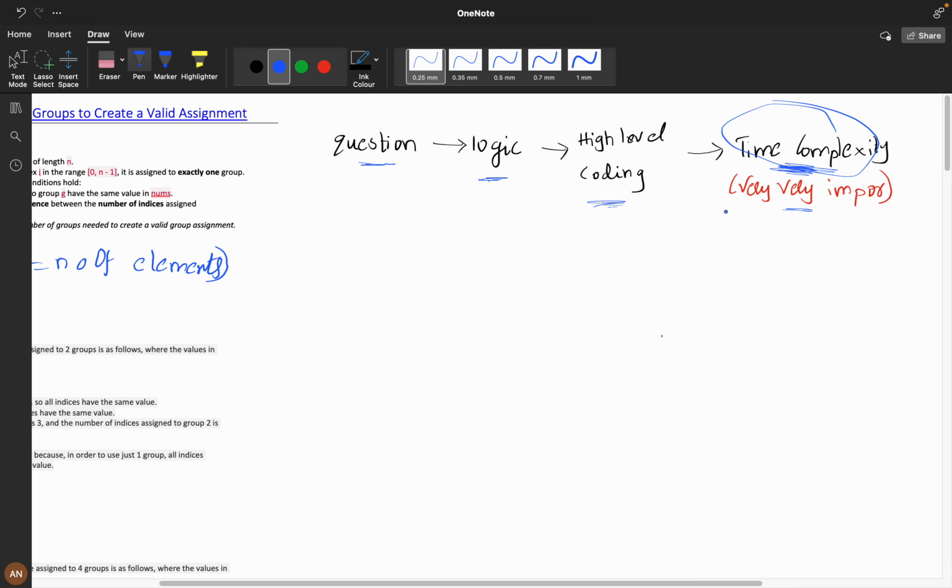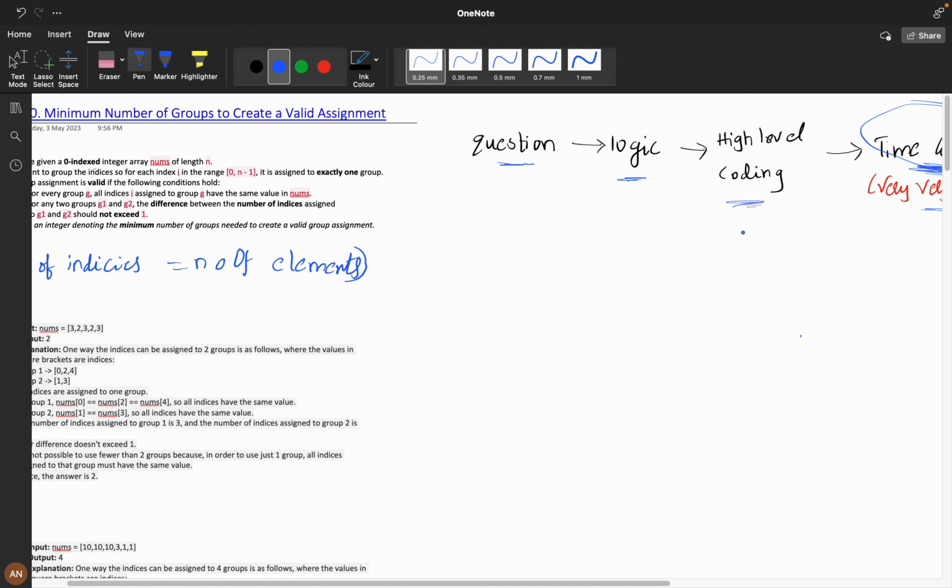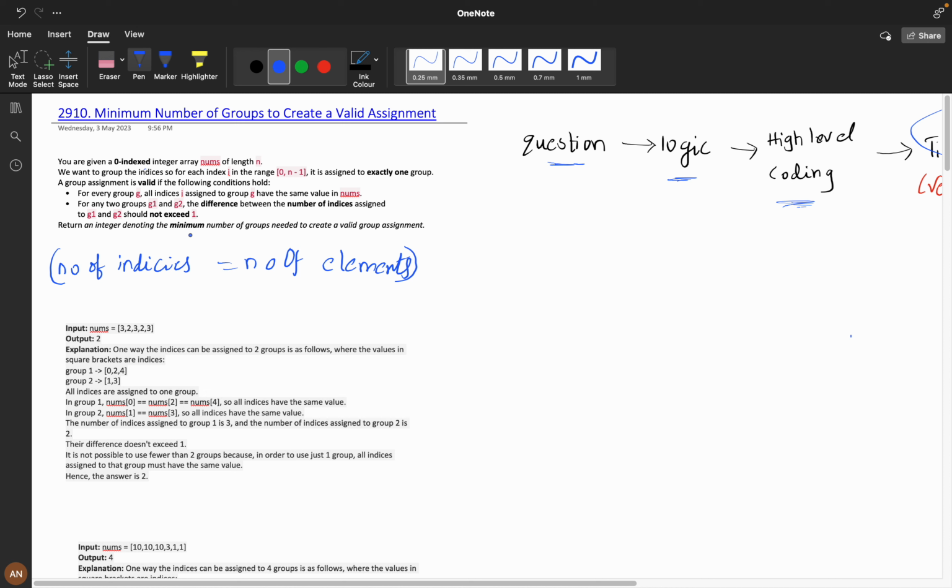In the contest, I could not solve this problem. I built the logic and coded it myself, but I missed the time complexity and was not able to solve it. But after the contest I analyzed it and I was able to solve it. So first we will understand the question.